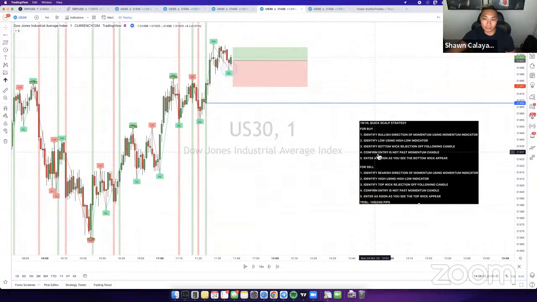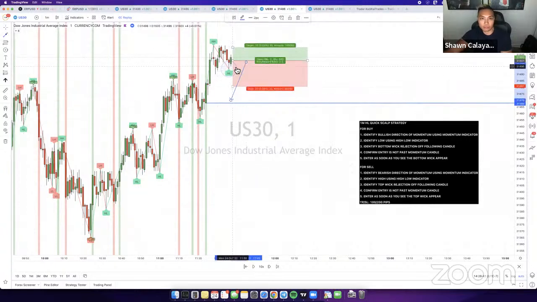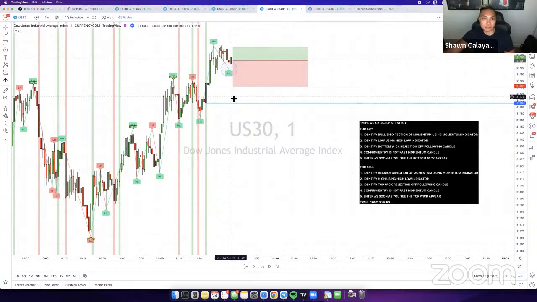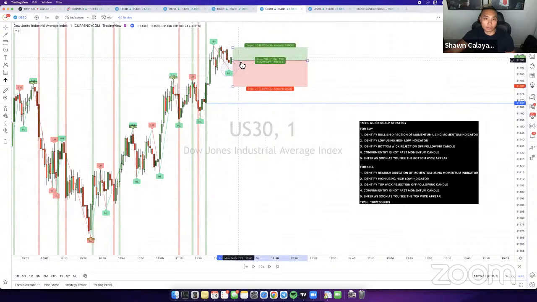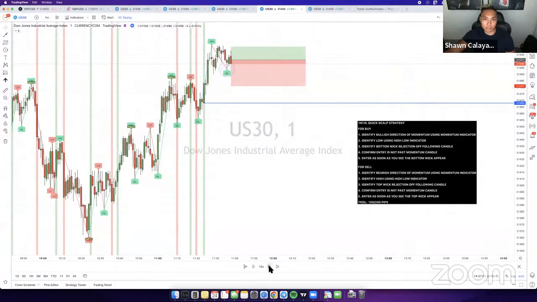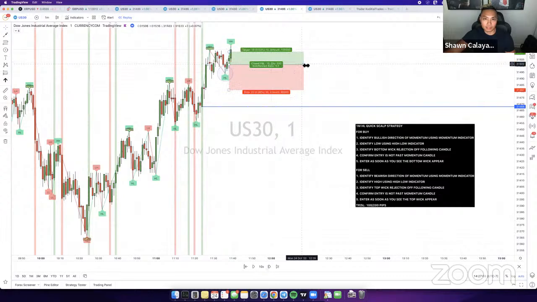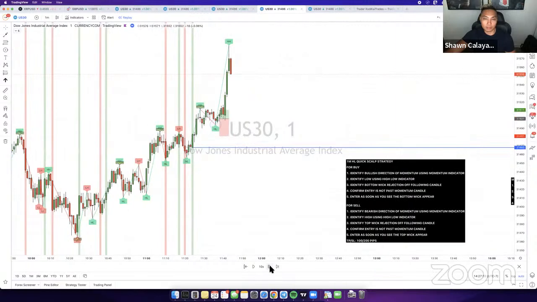For the last requirement, you just want to confirm that the entry isn't past momentum. Momentum's way down here, and the entry is way over here. So this is fine. Criteria is met. Once you have all the requirements met, you can enter as soon as you see the wick. If you enter right away, you'd be down here. If you entered late, you'd probably be somewhere around the middle, which doesn't matter. Once you let that trade run, price bounces around a bit and hits your TP right there. So there's another example for a buy.